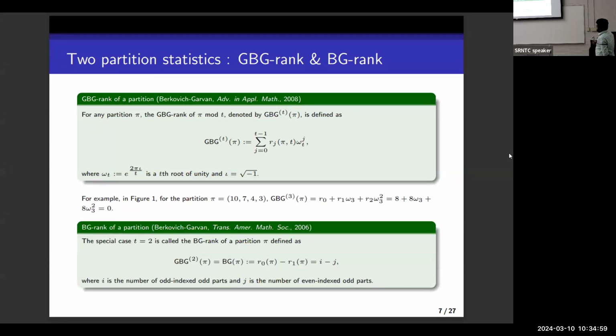In 2006, they first introduced the special case t equals 2, and then they generalized it later to the case t. For t equals 2, they call it the BG rank, and it's defined as R0 minus R1. They also showed that it is equal to the number of odd indexed parts minus the number of even indexed parts of the partition. And note that the BG rank will always be real, whereas the GBG rank can also take complex values.